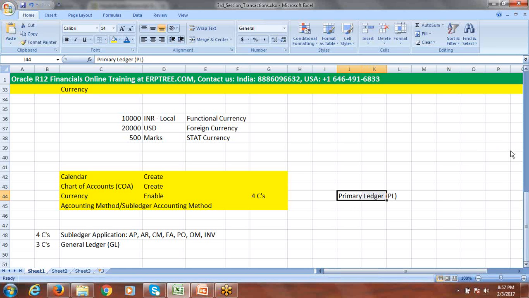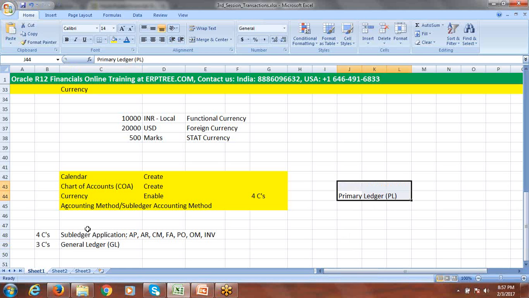The primary ledger belongs to general ledger. The primary ledger you can create within the general ledger application. That's it. By grouping these 4 C's, we can create the primary ledger. Where can we create the primary ledger? Within the general ledger application. So this is the point we have to understand: how to create the general ledger, primary ledger?